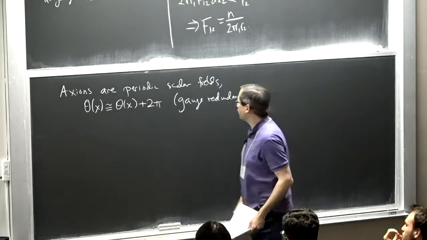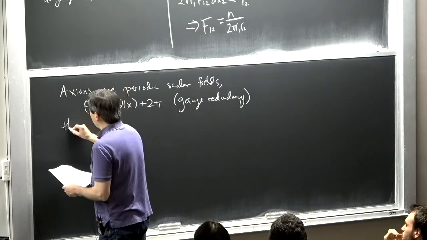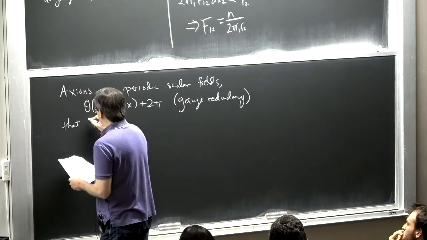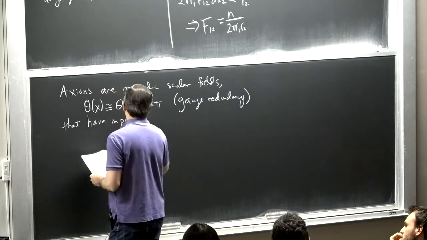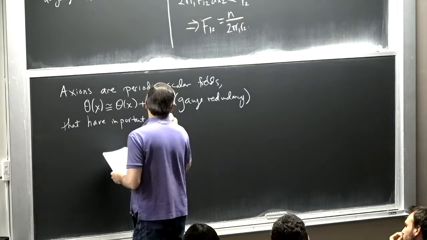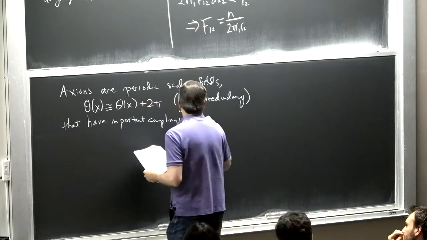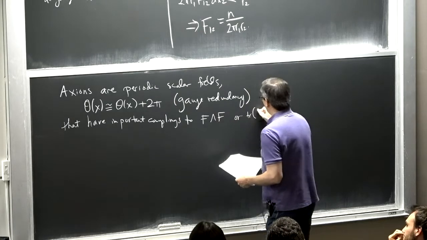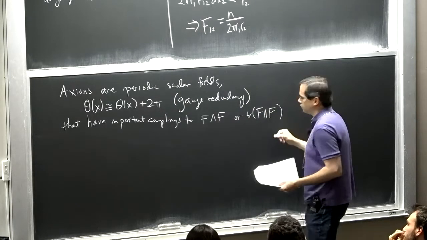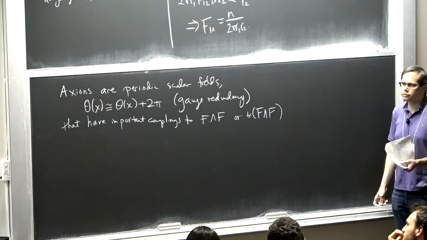So my axions are periodic scalar fields. And let me be a little bit vague here. I'll be a little clearer later, that have important couplings to F wedge F for a U1 gauge field, or trace of F wedge F for a non-abelian gauge field.